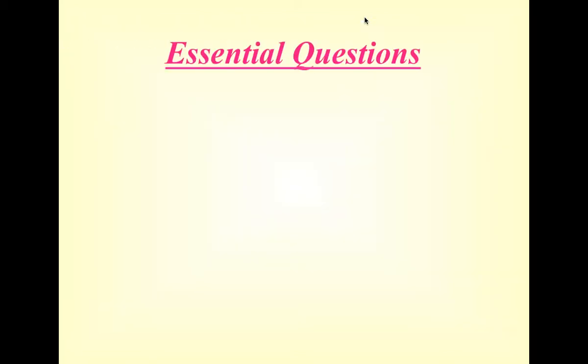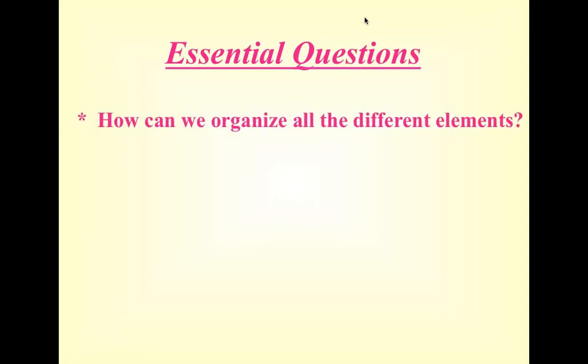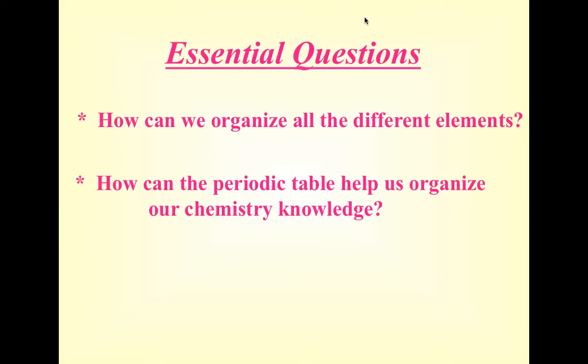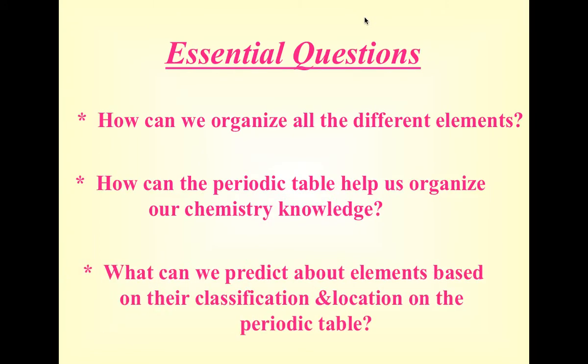As we go through this information from the periodic table, keep in mind these essential questions. We want to know, how can we organize all of the different elements? How can the periodic table help us organize our chemistry knowledge? What can we predict about elements based on their classification as well as their location on the periodic table?